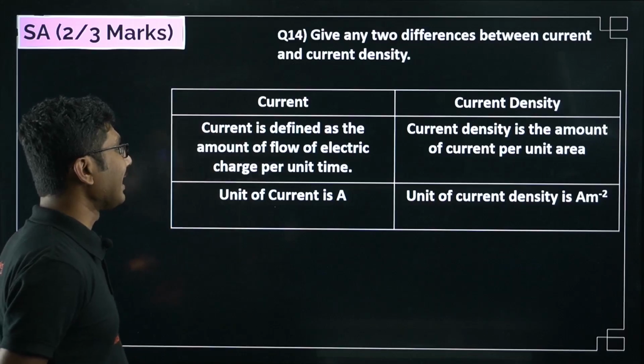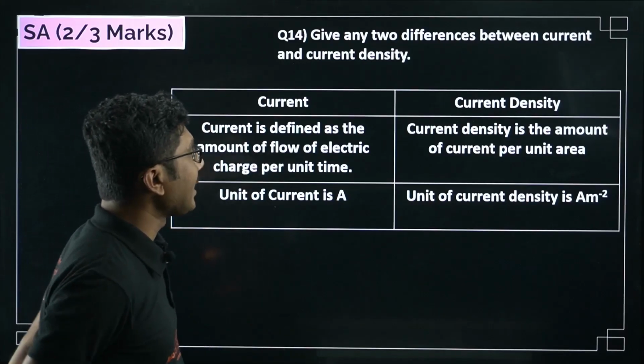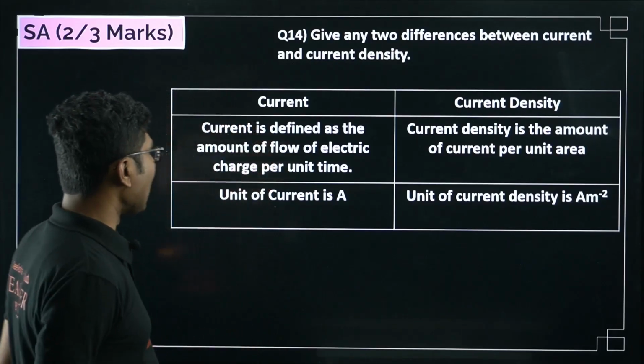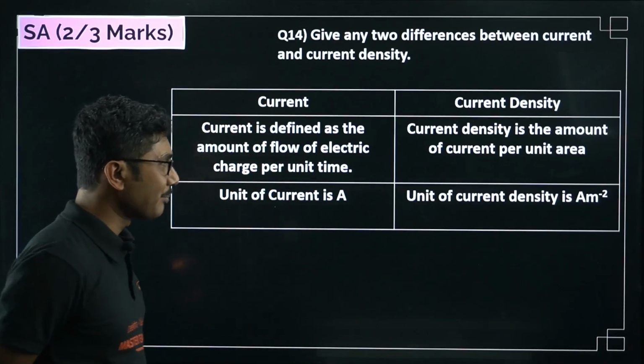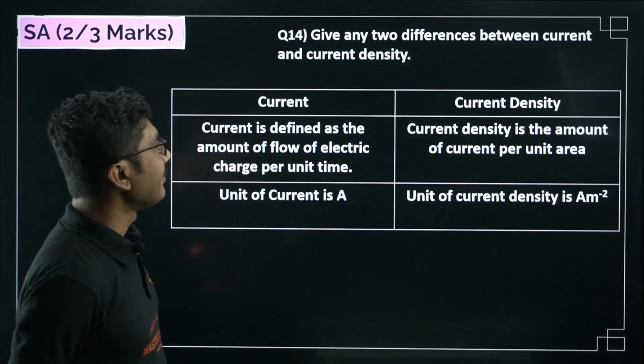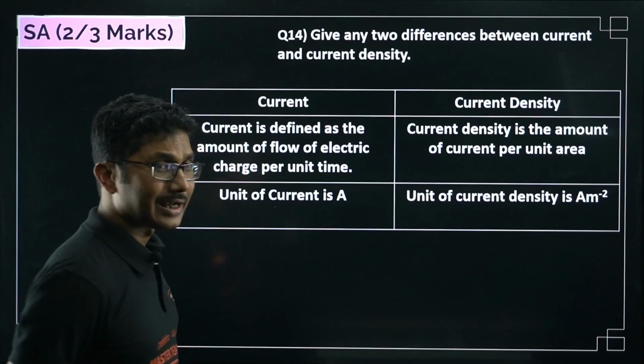Now question number 14, give any 2 differences between current and current density. Current is defined as the amount of flow of electric charge per unit time. Current density is the amount of current per unit area. The unit of current is ampere, the unit of current density is ampere per meter square. Very, very important. These are the 2 important differences between current and current density.